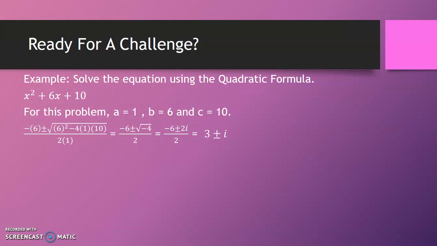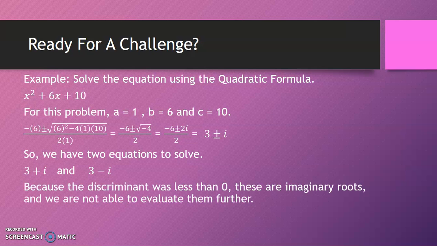Again, because I can take a 2 out of all of those whole number pieces. So the two equations I have are 3 plus i and 3 minus i. Now because i represents an imaginary number, I'm not actually able to evaluate these any further than this. So because that discriminant was less than 0, that tells us that there were imaginary roots and we're not able to evaluate these even further. So we just leave it as 3 plus i and 3 minus i. Or you can always keep it as that combined unit, 3 plus or minus i.